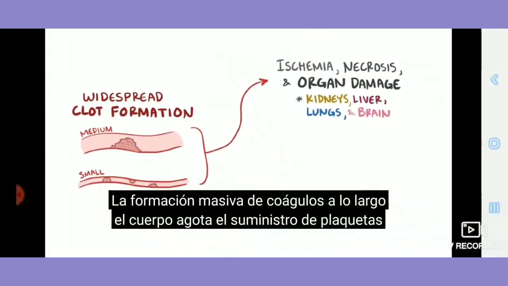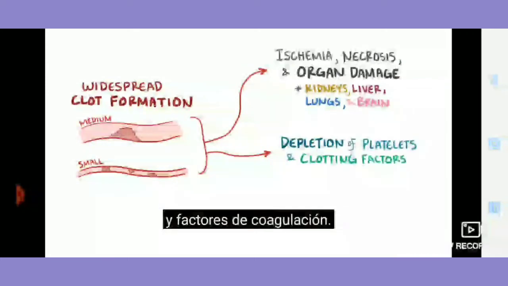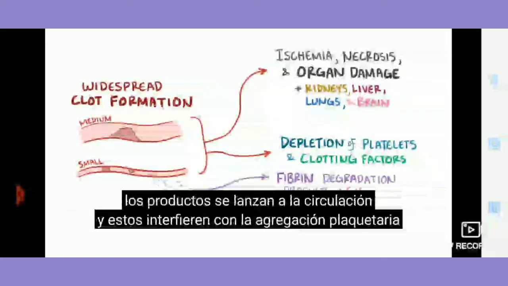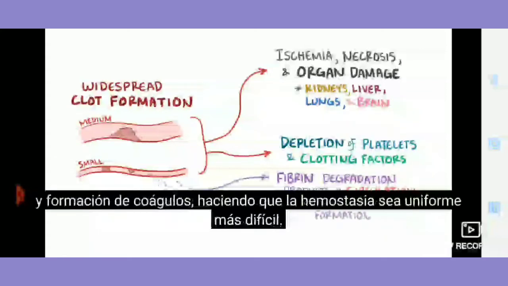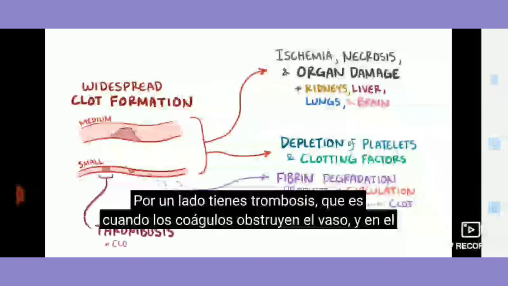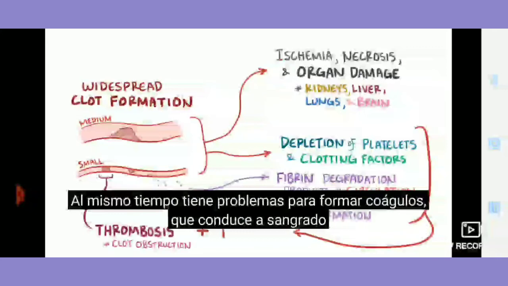The massive formation of clots throughout the body depletes the supply of platelets and clotting factors. To make things worse, as those clots are broken down through fibrinolysis, fibrin degradation products are released into the circulation, and these interfere with platelet aggregation and clot formation, making hemostasis even more difficult. And the result is this paradox, right? On one side you have thrombosis, which is when clots obstruct the vessel. And at the same time, you have trouble forming new clots, which leads to bleeding.